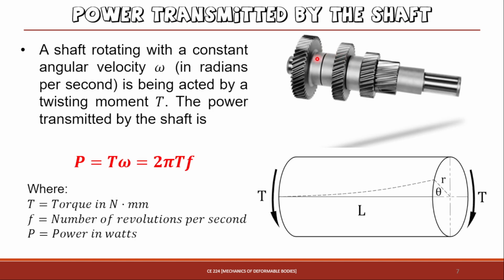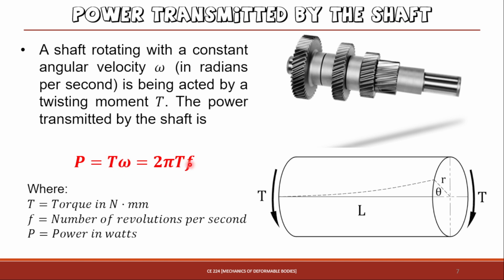And lastly, we know that our shafts are used to transmit power. In our machines, those shafts rotate. So when they rotate, when they are used in the machine, they generate power. Okay? So, a shaft rotating with a constant angular velocity omega is being acted upon by a twisting moment T. The power transmitted by the shaft is equal to the torque times the angular velocity omega. Okay? When our unit is in radians per second, this is the equation we will use.